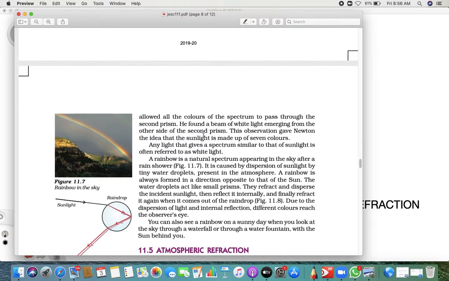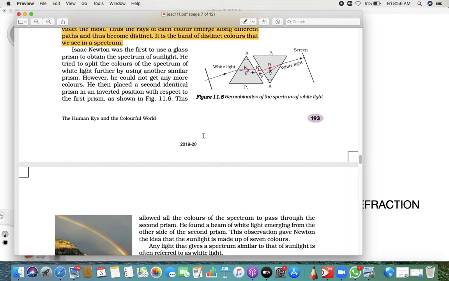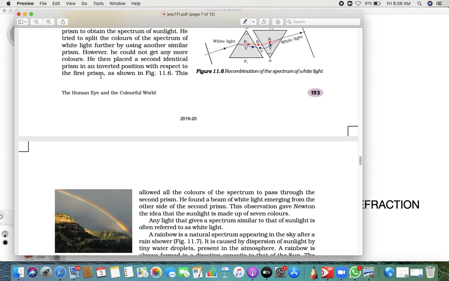Then we are going to see how a rainbow is formed. Now the light coming from the sun, we call it white light, right? That's the light we use in a prism, and the white light splits into 7 constituent colors. But the question here is, how does a rainbow form?